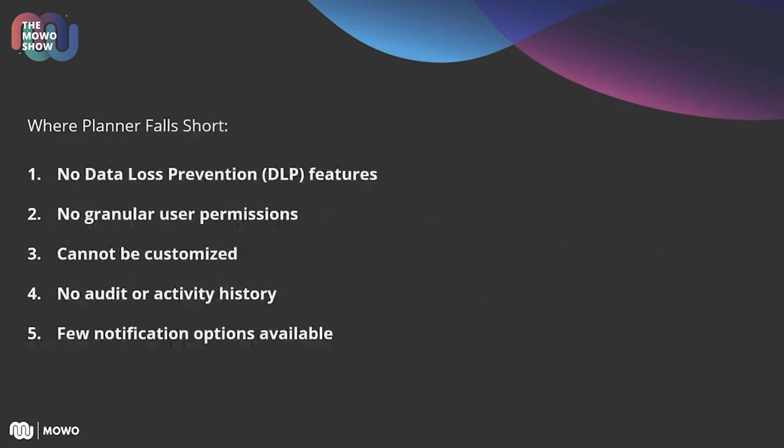Where does it fall short? And this is where I have a hard time with Planner. So, data loss prevention. If you delete a task, it's gone. If you delete a board, it's gone. You get a couple seconds to undo that action if it happens, and that's it. There's no recycle bin. There's no backups. If you do delete something or someone deletes something they weren't supposed to, you're out of luck, unfortunately.